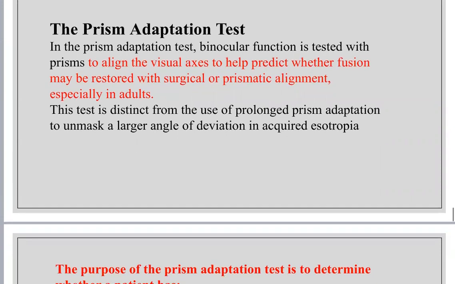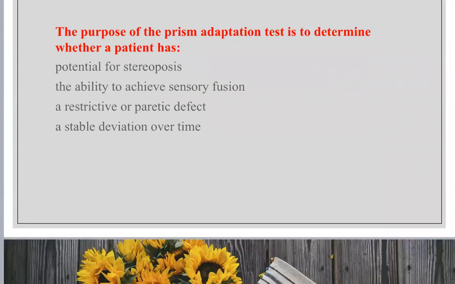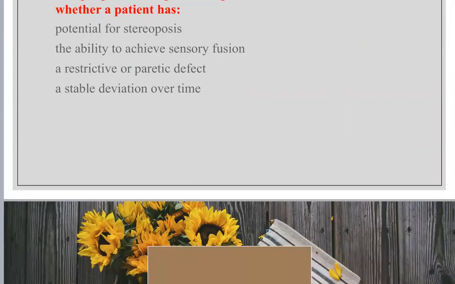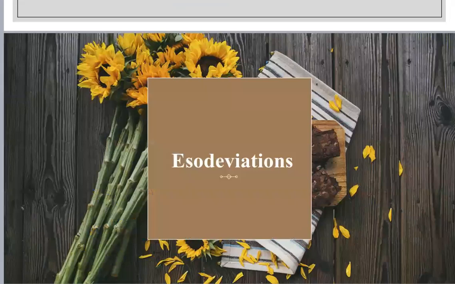The last one is the prism adaptation test. Here it is the one to predict the binocular functions after the surgery. It is predictive, to align the visual axis and help predict whether fusion may be restored with surgical or prismatic alignment, especially in adults. What is the purpose of the prism adaptation test: to determine whether the patient has potential for stereopsis? No. The ability to achieve sensory fusion, a restrictive or paretic defect, a stable deviation over time? No, here it is B, which is the ability to achieve sensory fusion after surgery. This is for the prism adaptation test.